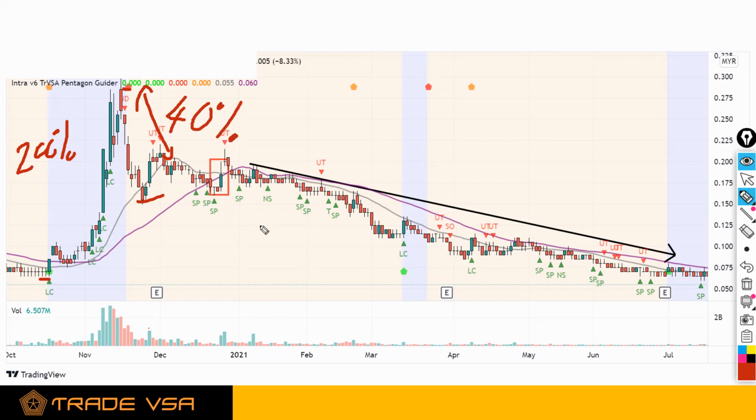So imagine this is a 1 ringgit counter, and 40% is almost 60 cents already. So this is a big drop for me. Let's say 50%, definitely you need to wait for this kind of bar to appear first. Then you monitor subsequently, is there any chance for them to do reaccumulation or not?